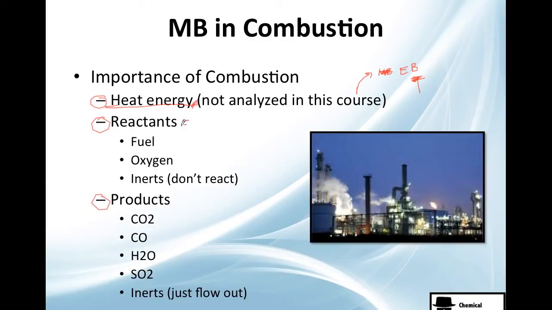We're going to talk about reactants and products. Reactants, typically fossil fuel, or it could be any fuel, and oxygen as oxidizer. Inerts, they don't react, and this is typically nitrogen gas that comes from the air. Now, products: CO2, CO, H2O, SO2. As you can see, these are almost all oxidized, and the inerts just flow out. Technically not products, but they just go out.